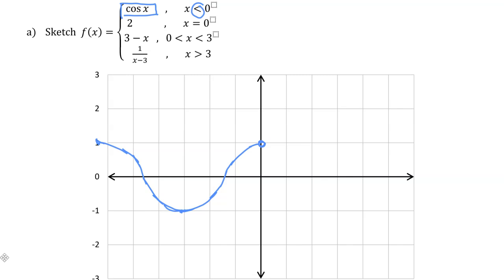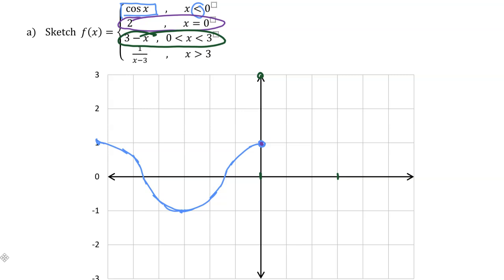The next piece of this function, I'm going to do colors, but this is all one function, so just so that you can see it. When x equals 0, the function equals 2, so that's just a single point, (0, 2). That just fills in the circle, so there is no open circle. It is now a closed circle. The next piece, f of x equals 3 minus x between 0 and 3. Okay, so at x equals 0, if I plug that in, I get 3, and that gets an open circle.